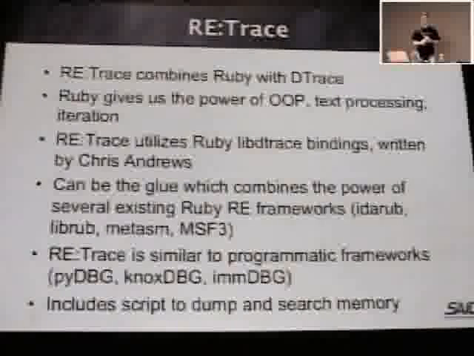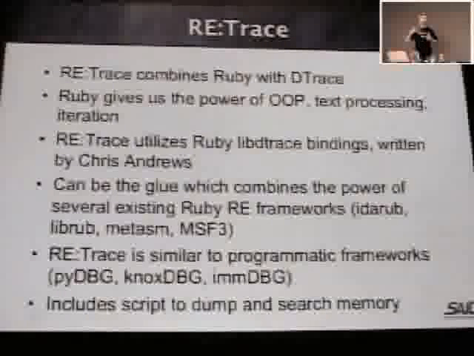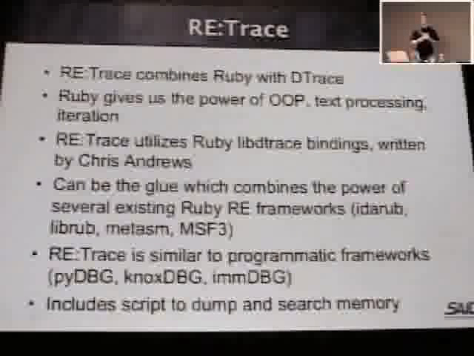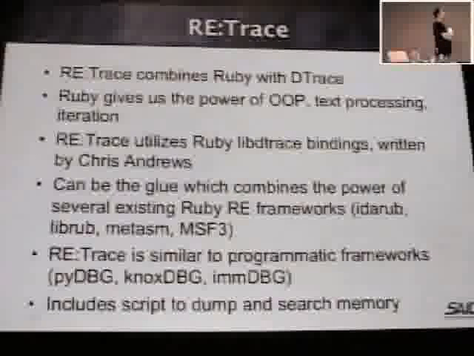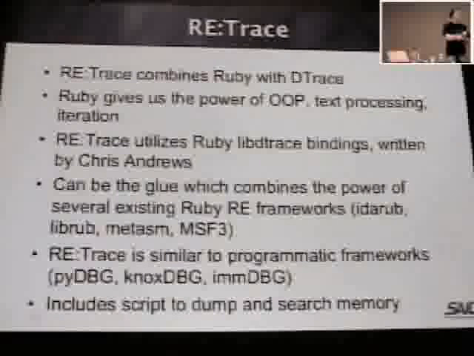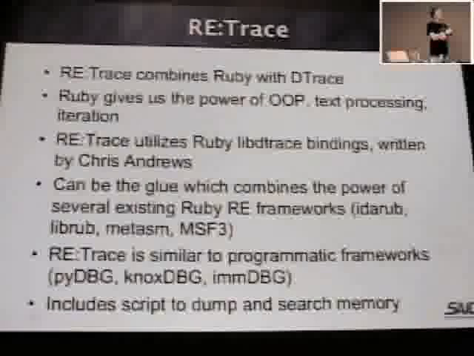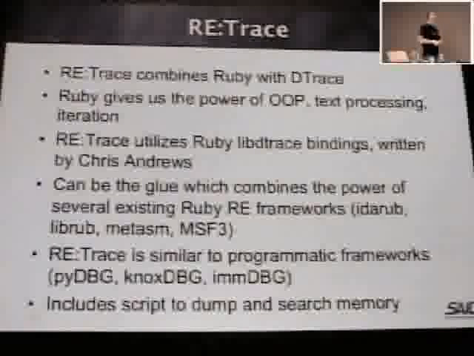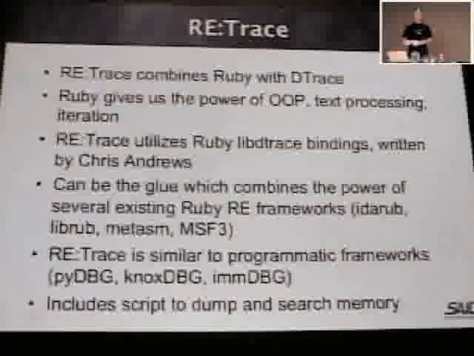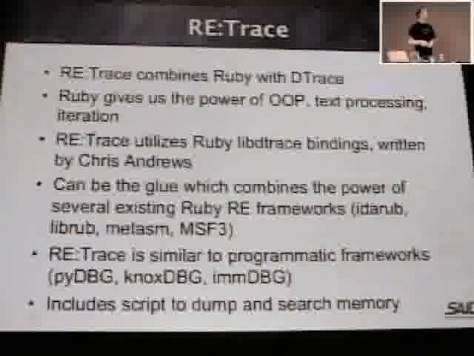So first we're going to touch on Ruby Dtrace, which we wrote kind of a wrapper around Dtrace with Ruby. We did this because we wanted loops, we wanted object-oriented programming structures. We wanted to be able to interface with other Ruby libraries out there, like the Metasploit project, MetaASM, IDARub.